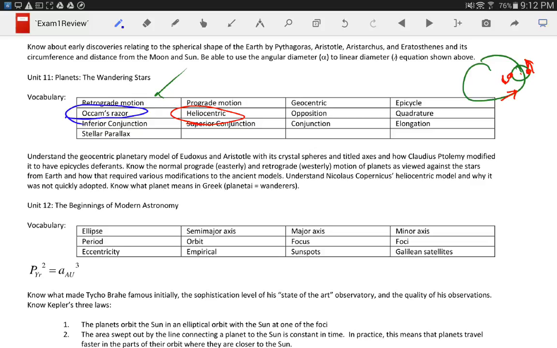It wasn't until you had the work of Kepler, who came up with his law number 1, the planets are doing elliptical orbits with the sun at one of the focal points. Number 2, that the area swept out by a planet in time is constant, which has rubber meets the road outcome.